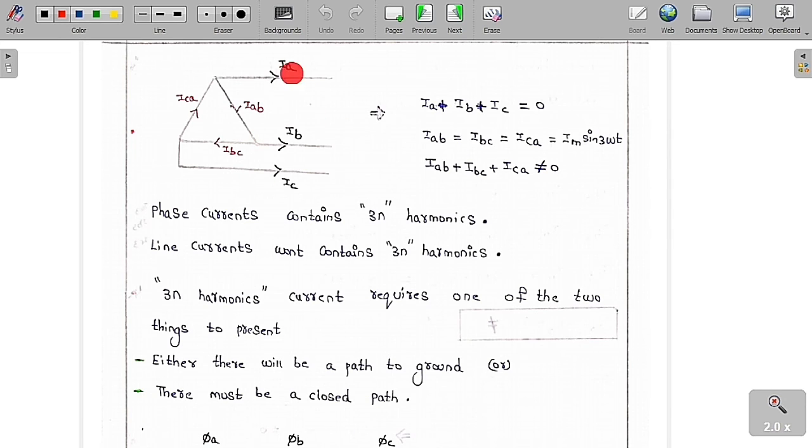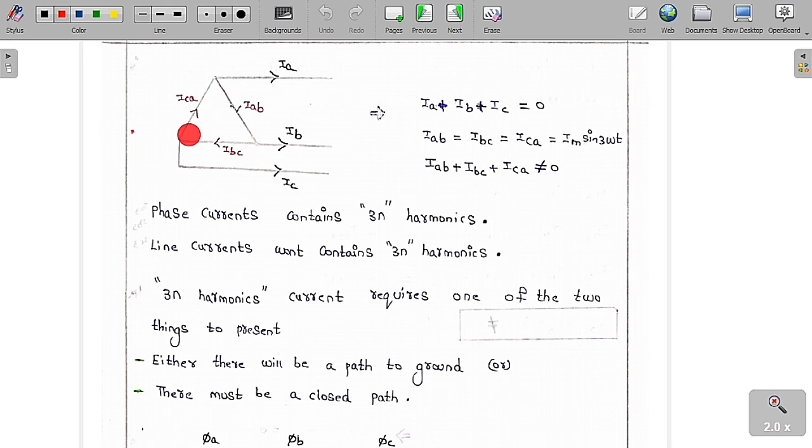Suppose now it is a delta connection, then what is the nature? I already told you in delta connection, if you apply the KCL at this super junction, IA plus IB plus IC is equal to 0 always. So whenever IA plus IB plus IC is equal to 0, I have already told you 3n plus or minus 1 harmonics are going to be present in the line currents, but the 3n harmonics are not going to be present in the line currents.